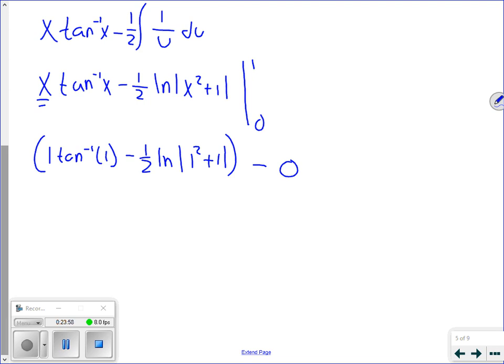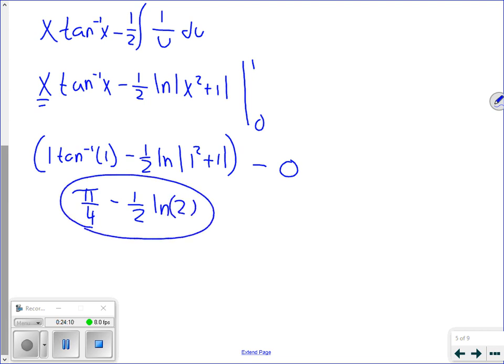And we can solve this further if you want. I mean, the tan inverse of 1 is pi over 4. But if you left it just the way it was before, you would be fine. This would just be the ln of 2. So you can simplify it down to that if you want. Okay.